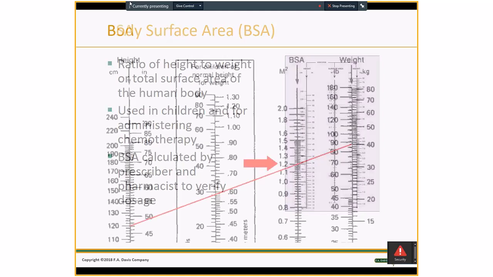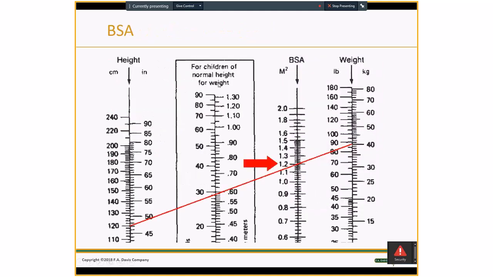And I found a picture online that gives you a visual of how to use it. So with this, you look at their height in centimeters and their weight in kilograms. You get a ruler and you draw a line, and this is what you're looking for, the BSA. So they would be 1.2. That would be the dose. Because I like to make everything easier, I think that's way easier. You just draw that line and it lines right up with the dose that you want.